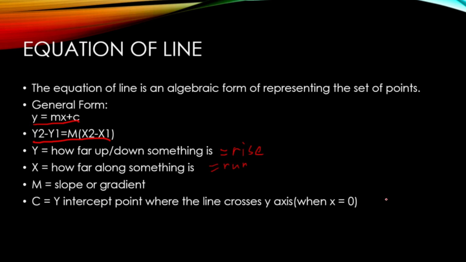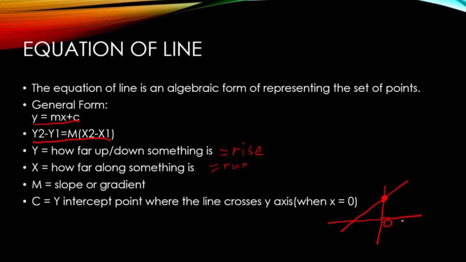Basically, for example, let me draw something like this. What is the y-intercept? The y-intercept is the point at which the line crosses the y-axis, where x is 0. So for example, something like this can be c. This is our c. The point where the line crosses the y-axis is known as the y-intercept, or x is equal to 0 at this point.